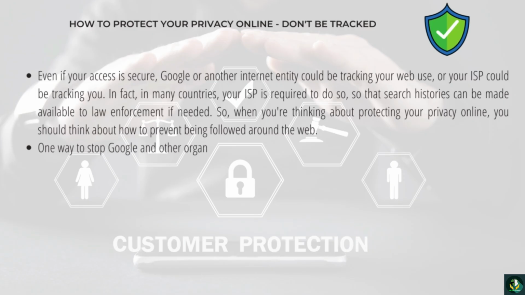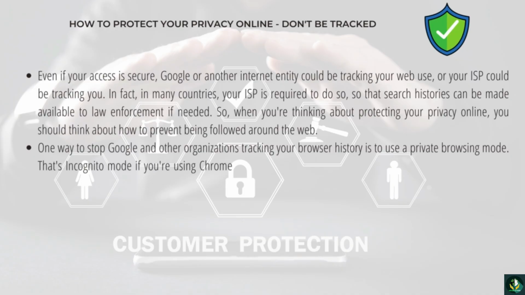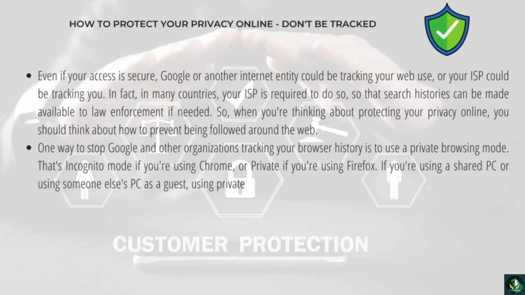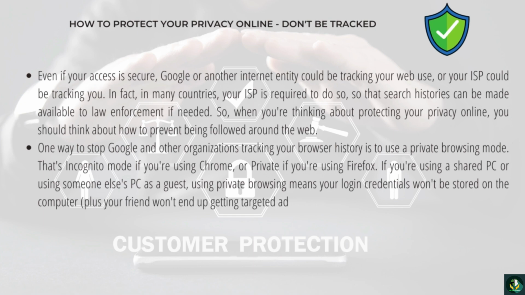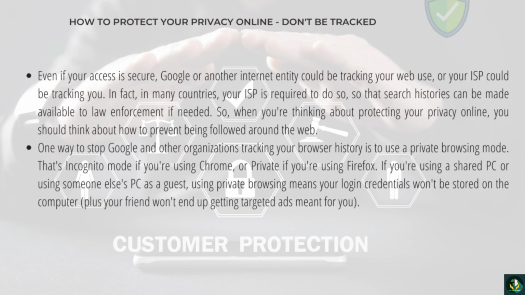One way to stop Google and other organizations tracking your browser history is to use a private browsing mode. That's incognito mode if you're using Chrome, or private if you're using Firefox. If you're using a shared PC or using someone else's PC as a guest, using private browsing means your login credentials won't be stored on the computer, plus your friend won't end up getting targeted ads meant for you.